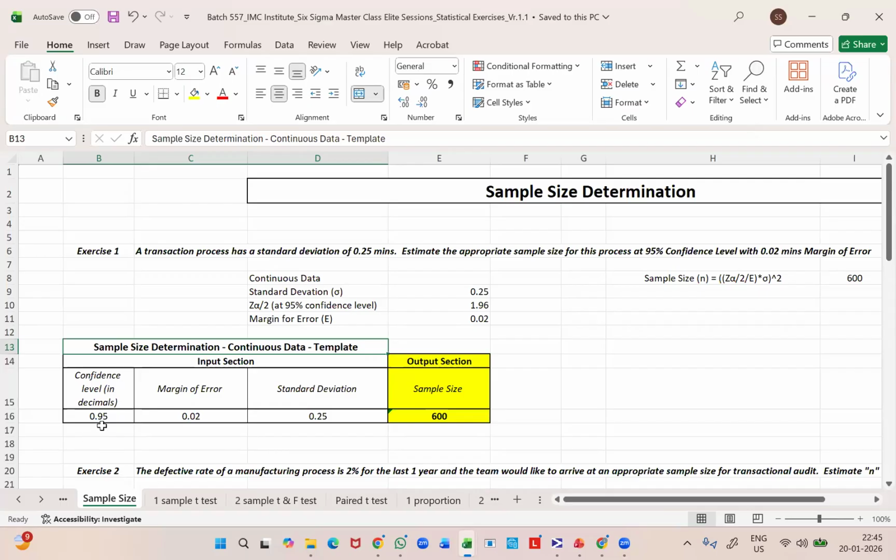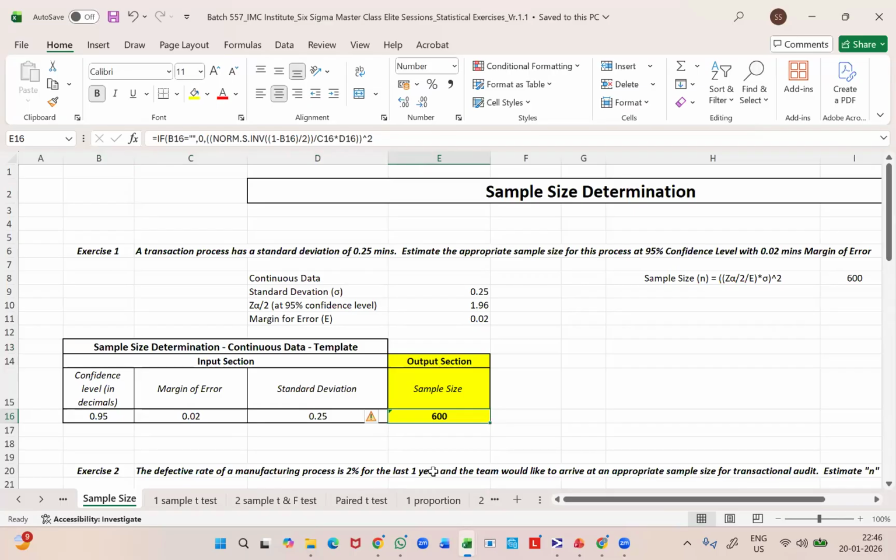So the 95% confidence level will be written as 0.95 and the margin of error is anyway given as 0.02. Standard deviation is 0.25. So provide all these three input values, you will get to see the sample size, right? As I told you, in some instances, if the sample size is a decimal value, then they would have rounded it off to the next highest value, right? So 600.25 would be rounded off to 601. But here we have rounded it off to the nearest whole number. So 600.25 would be rounded off to 600.